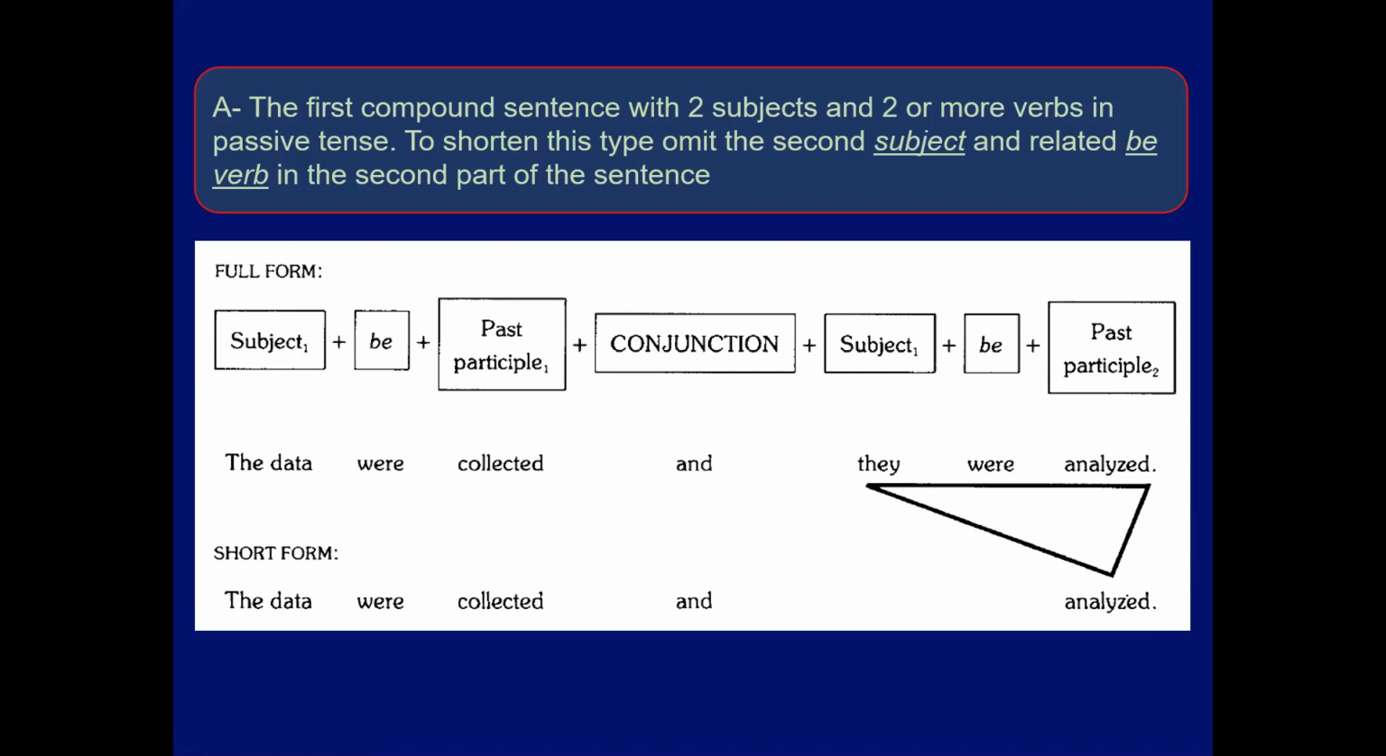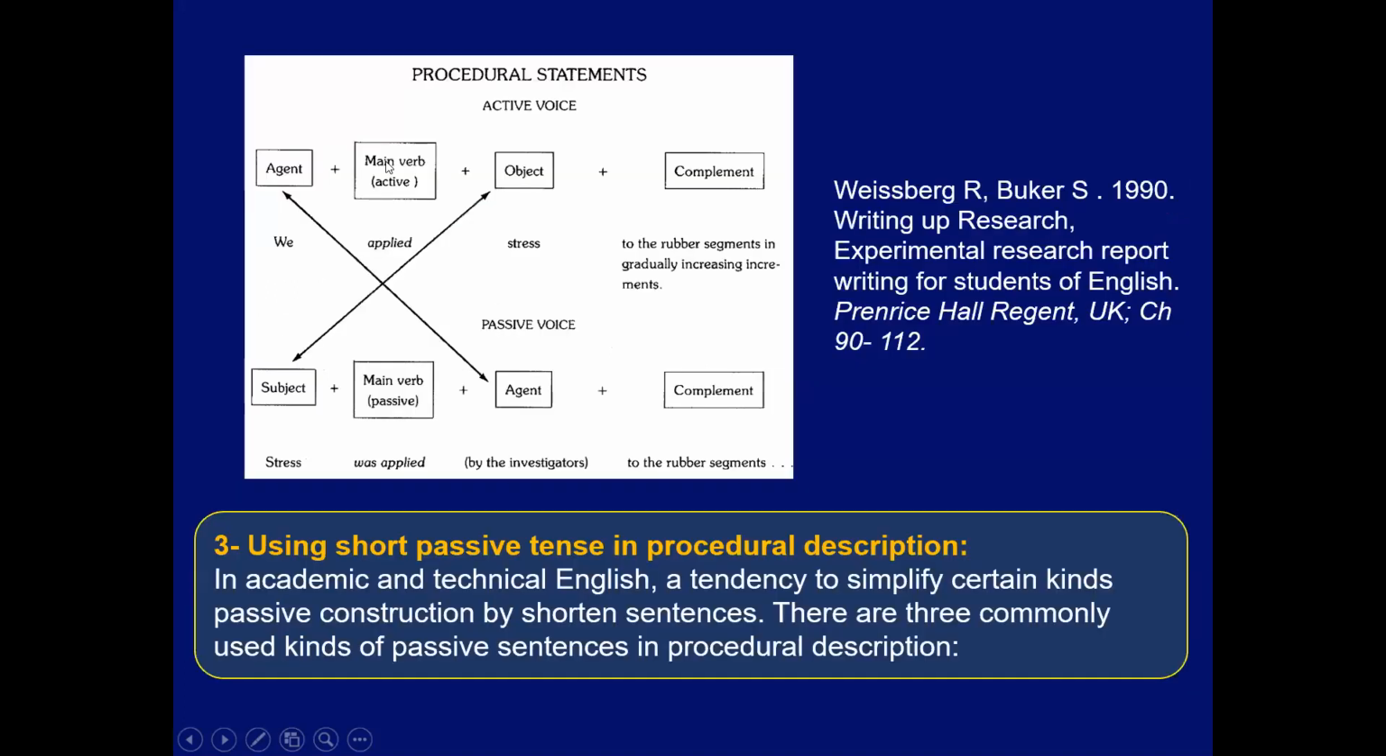So here, according to that rule, we could omit the subject, they, and then the verb be. So instead of that: the data were collected and analyzed. You don't have to repeat the subject and verb be again. It gives you the same meaning, but in a very abbreviated and summarized form. So the data were collected and analyzed instead of saying the data were collected and they were analyzed. Okay, this represents the first commonly used kind of passive sentences in the procedural description.